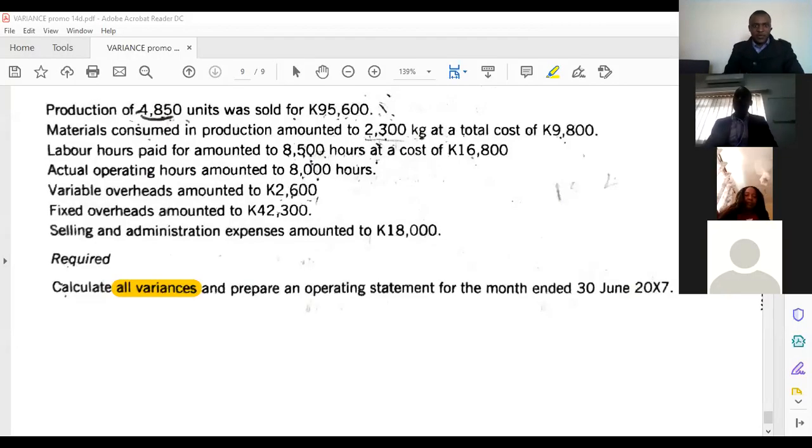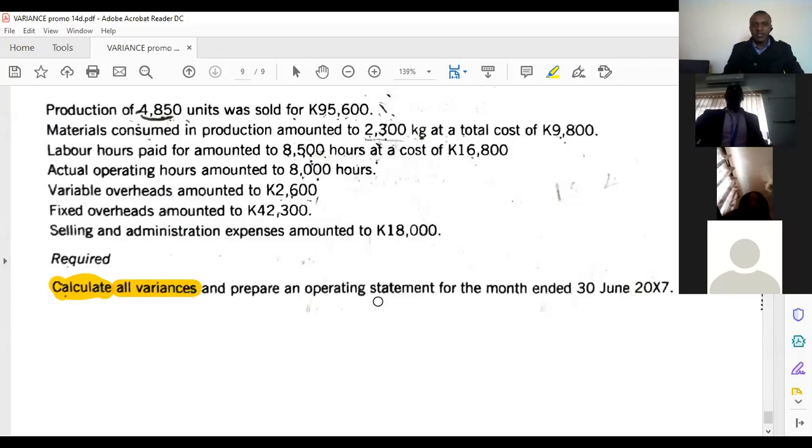Okay. So that's the question we're going to look at today. It says, calculate all variances and prepare an operating statement for the month ended 30th June 20x7. The purpose why I chose this question is because it has all the variances. So we're going to do all the variances there is, and then once we understand what causes them and how we can go about them, we can move on to another question.